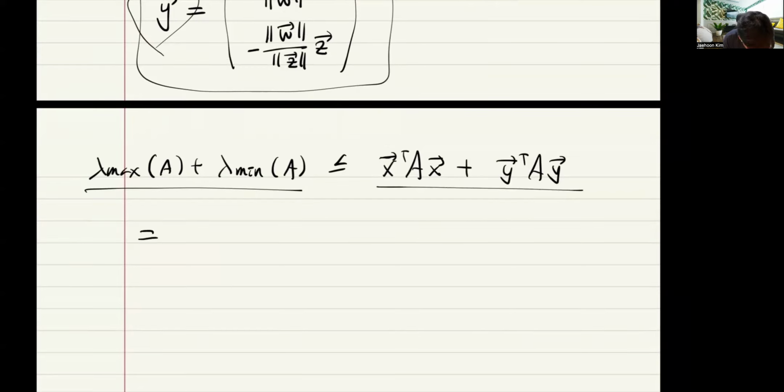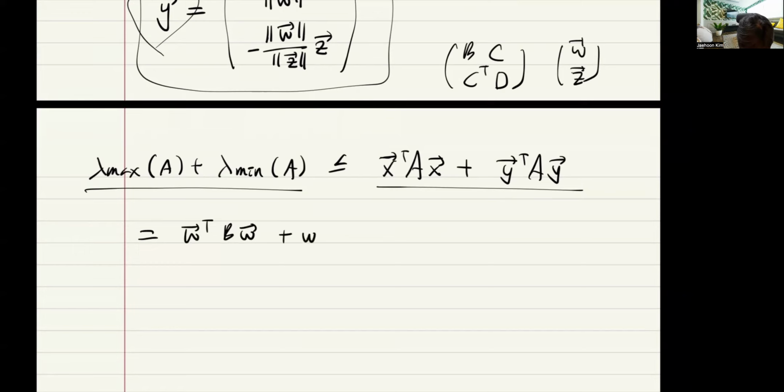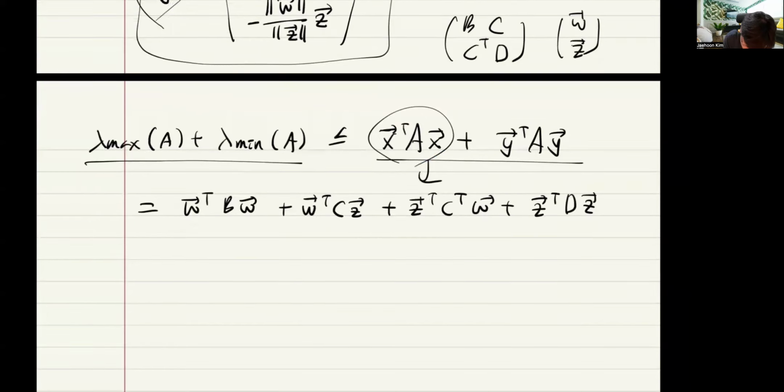So this Rayleigh quotient upper bounds this term. And you can actually compute this, because A is B, C, C transpose, D, and x is w and g. So this is w transpose B w plus w transpose C g, plus g transpose C transpose w, plus g transpose D g. That comes from here. And then there are four additional terms coming from here. And you can compute this.